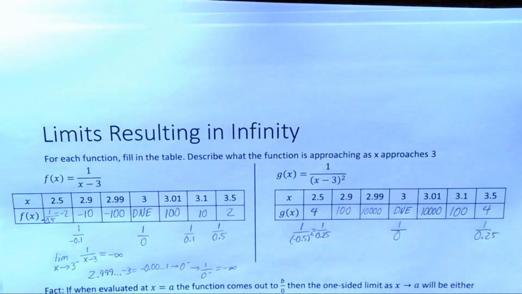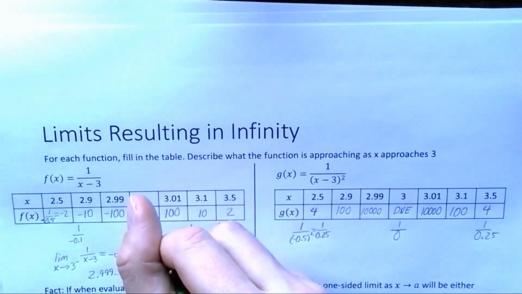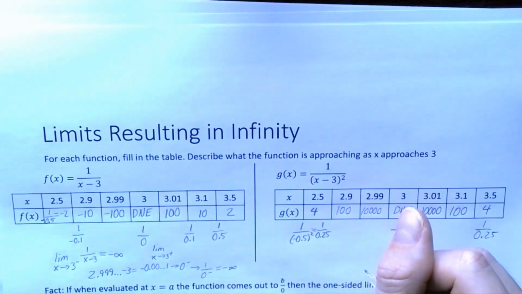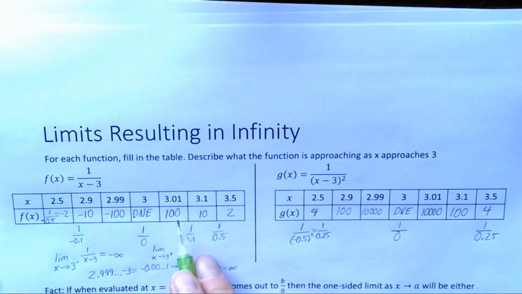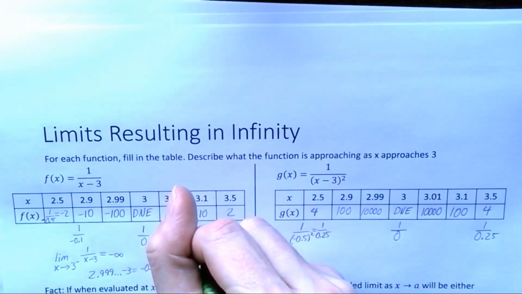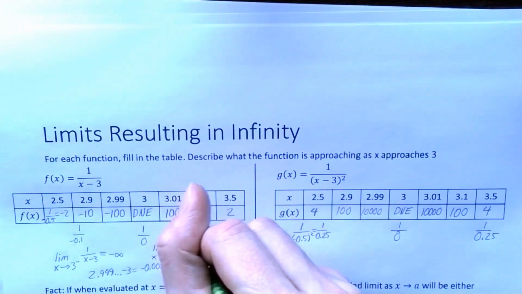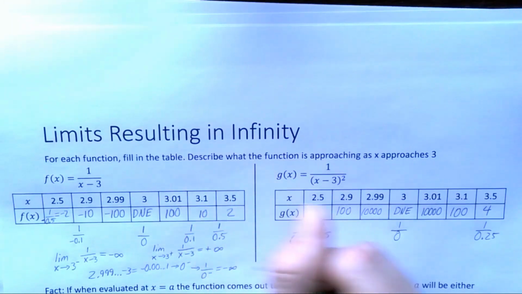Now, if we look at the other side limit, the limit as x approaches 3 from the right, if we start here, we are getting larger and larger. And that pattern continues forever. So if we take the limit as x approaches 3 from the right of 1 over x minus 3, this is equal to positive infinity.